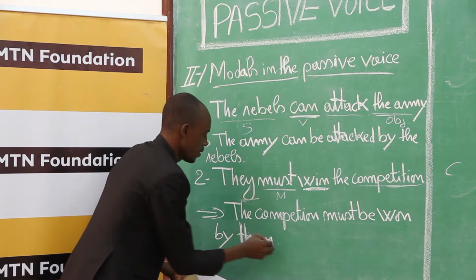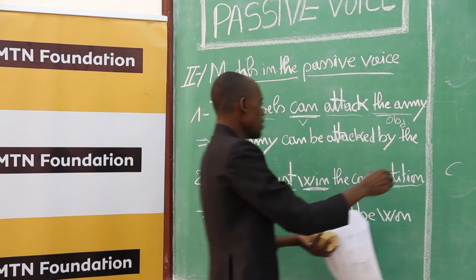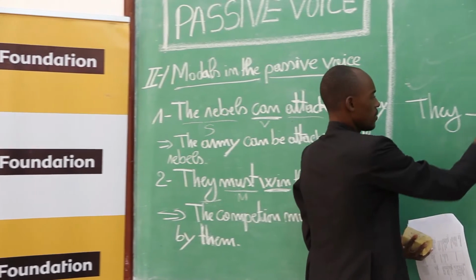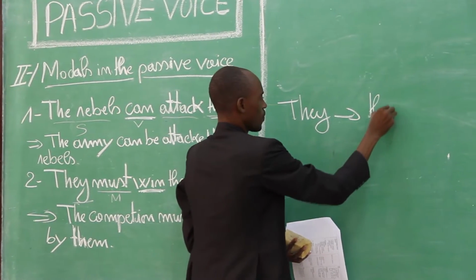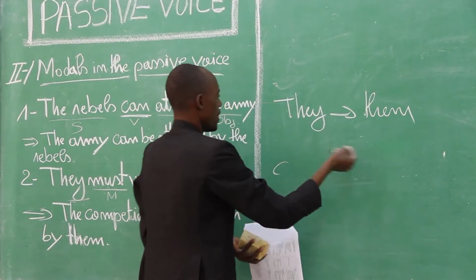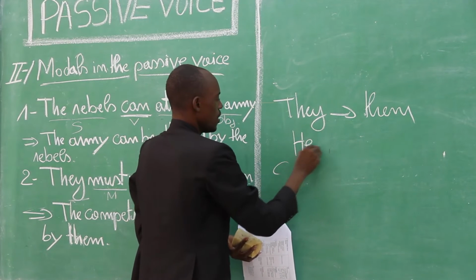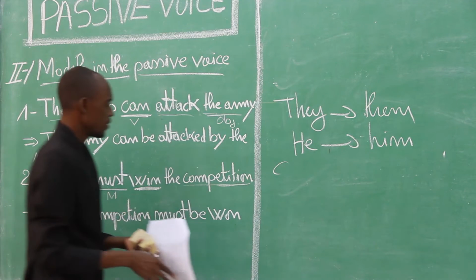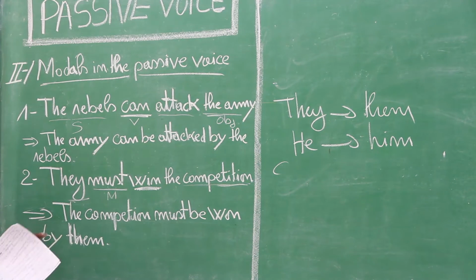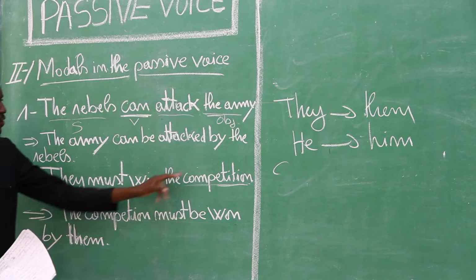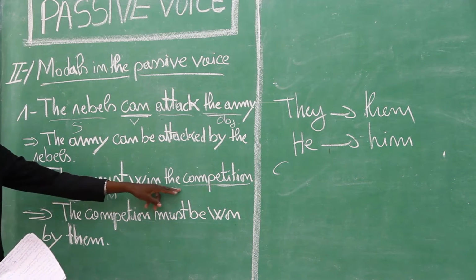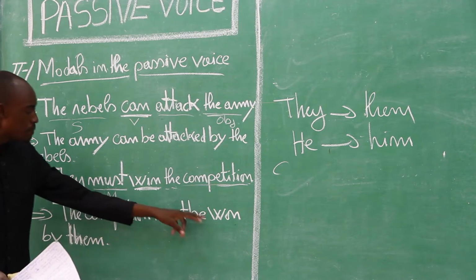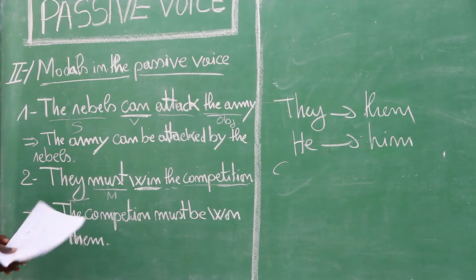Okay, good. Now in passive voice, they becomes them, as we also have he becomes him. Now we have: they must win the competitions. This sentence is in active voice, and here we have the passive voice: the competitions must be won by them.